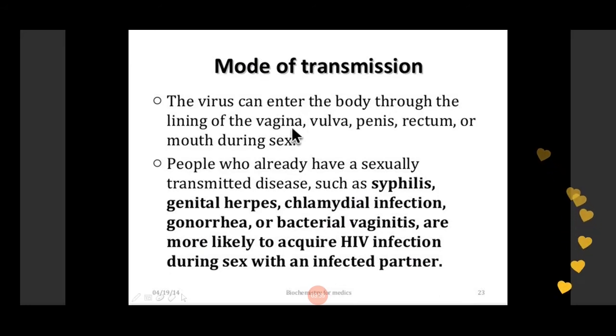Okay, the virus can enter through the vagina, vulva, penis, rectum, and through the mouth during oral sex. If people have sexually transmitted diseases or STDs like syphilis, genital herpes, chlamydial infection, gonorrhea, they are more likely to acquire HIV infection because there is already a breach in the mucosa. So, presence of pre-existing sexually transmitted disease is one of the risk factors for HIV.